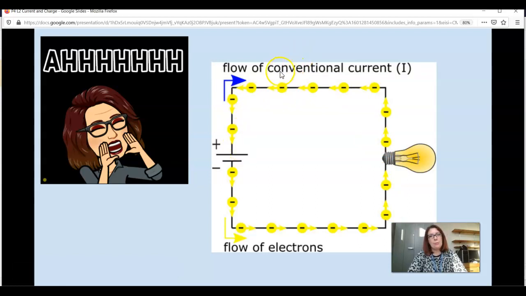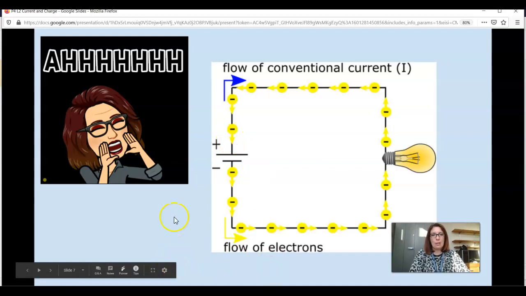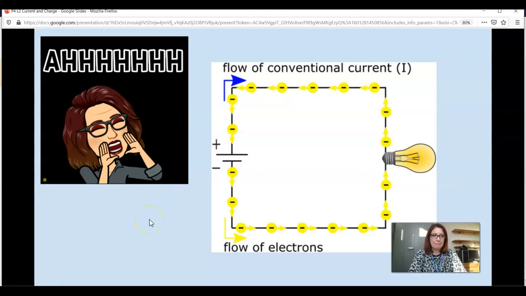So what they did was, rather than change the equation, they just called current conventional current. So in an exam question, if you get asked what direction does current flow, you would say positive to negative. If you get asked which direction the electrons flow, negative to positive, and you should make a note of that. It's very confusing and annoying, especially if you're a teacher trying to teach it.